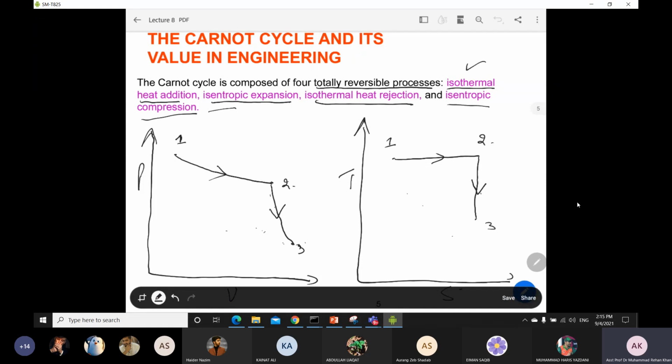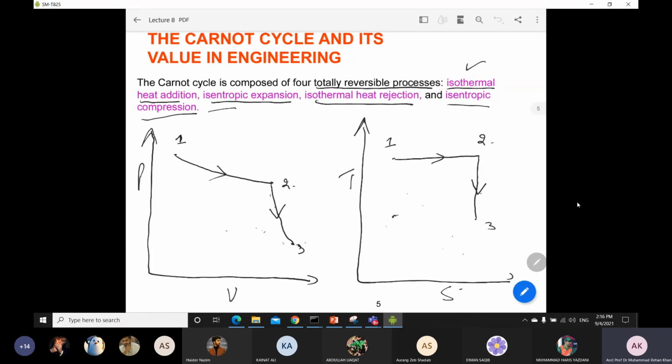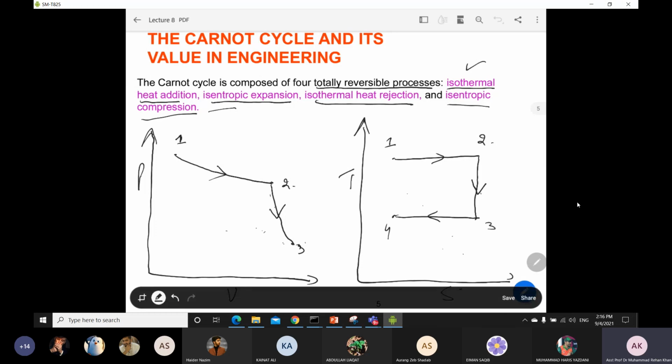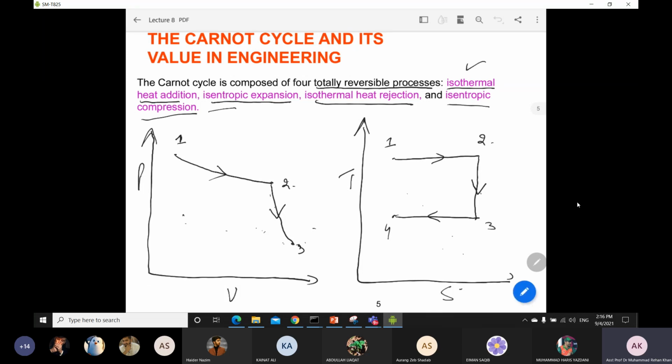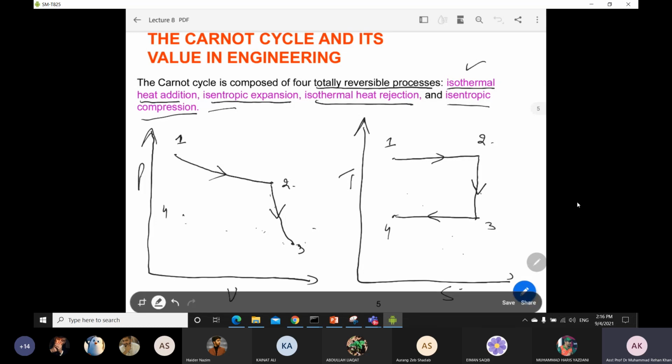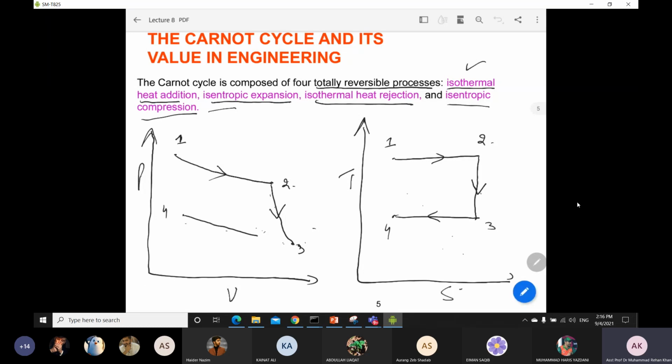So now, isothermal heat rejection. It is an isothermal process, and whenever there is heat rejection, your entropy will decrease. So you can call this point 4, and join this line using a straight line. Then we have to draw it on the PV diagram as well. When there is heat rejection, it means that your pressure will increase and your volume will decrease. So you can draw this point over there: your pressure is increased and your volume moves toward your left side.